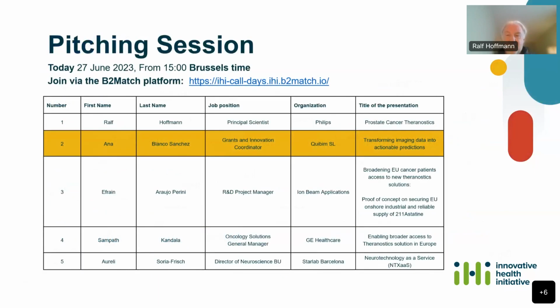Yeah, thank you. Thank you very much, Ralf. So coming up, we have Ana Blanco Sanchez, who is Grant and Innovation Coordinator at Quibim, and she will talk about transforming imaging data into actionable predictions. Ana, please, the floor is yours.